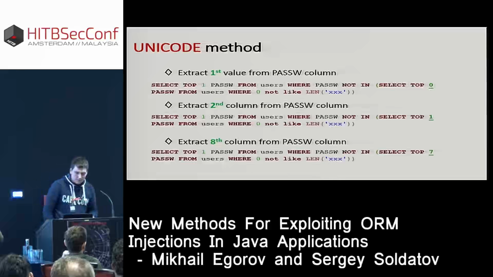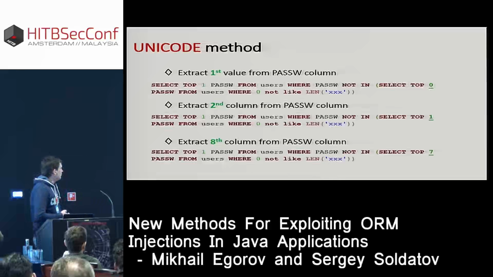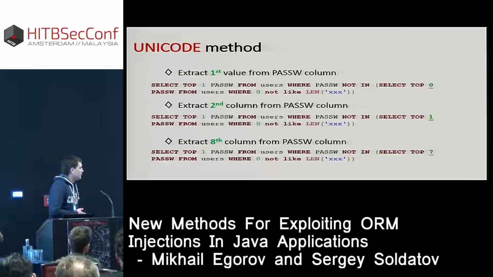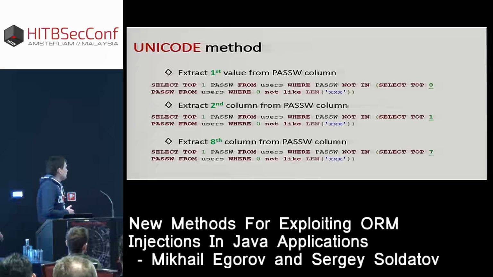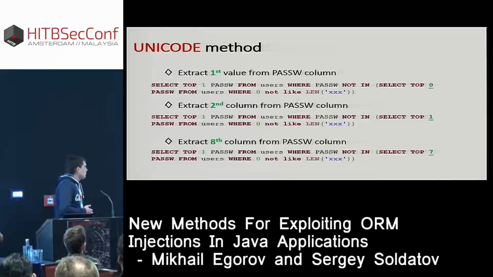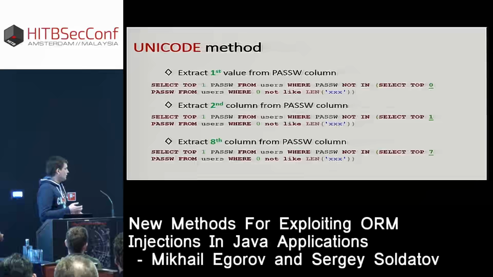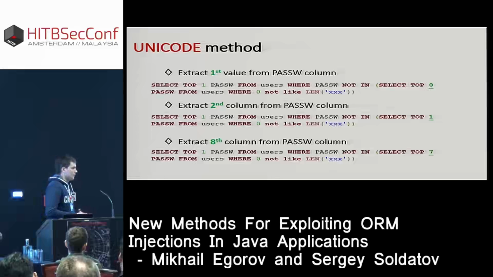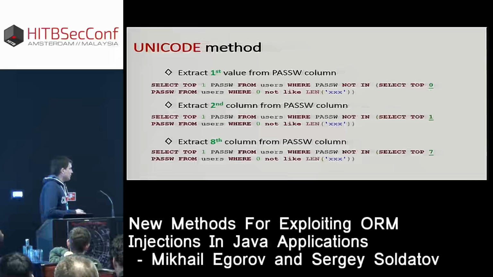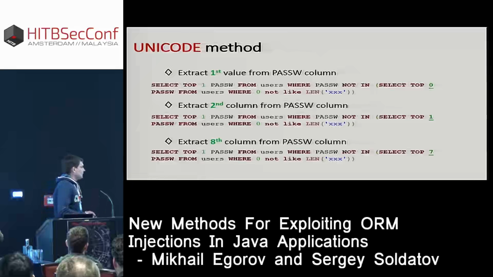To extract something from a database using the Unicode method, we use queries that are similar to these queries. So here we extract the first 8 rows of the column passw from the table users. These queries have a special form because we must convince Hibernate that we are performing a function call. Inside this function call, we perform a nested function call with some arguments. That is why we cannot use equal or not equal operators. We use LIKE and NOT LIKE instead.